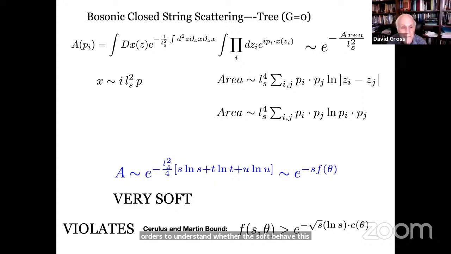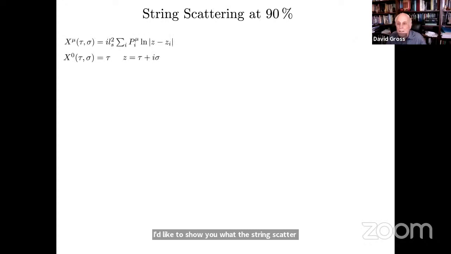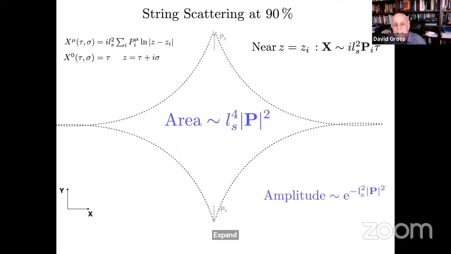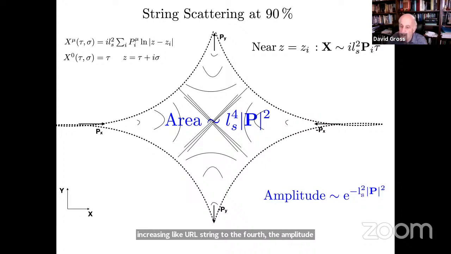I'd like to show you what the string scattering actually looks like. The saddle point gives you a picture in complex trajectory space of strings scattering. So we're going to picture that world sheet in temporal gauge, where the strings start out as point-like objects coming in from infinity, expand, merge, split, and scatter. And the area of the surface is increasing like L string to the fourth, and the amplitude, therefore, as before, goes like e to the minus L squared times the energy squared.